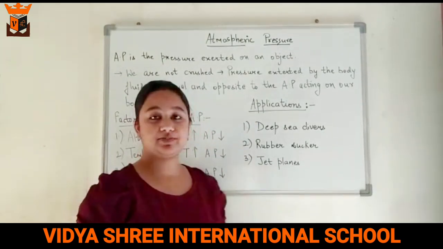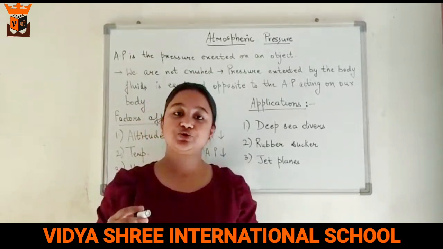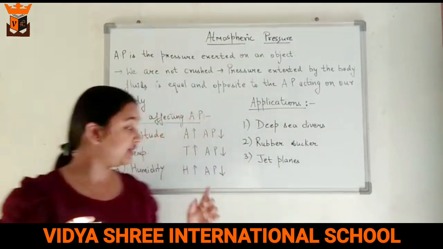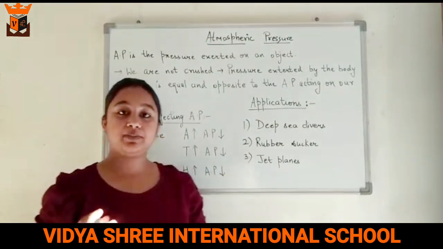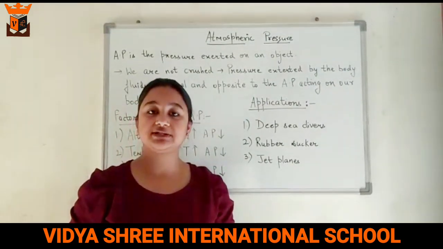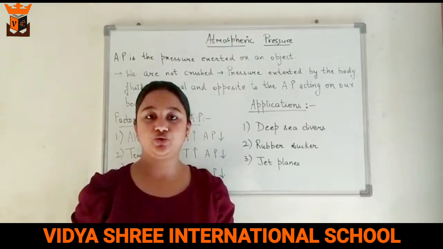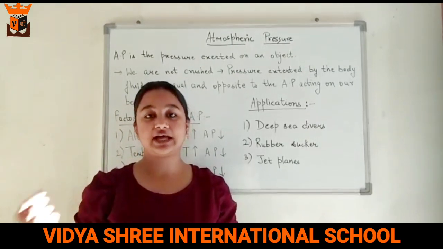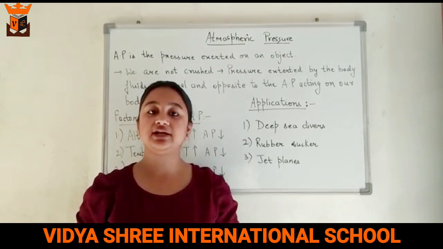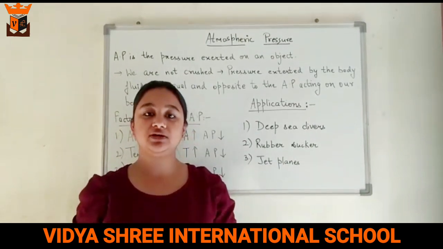Third is the jet planes. Jet planes fly at a certain height where the atmospheric pressure is low. At the low atmospheric pressure, the blood vessels tend to burst, which can lead to nose bleeding. So the atmospheric pressure inside the jet planes is maintained similar to what it is at ground level.